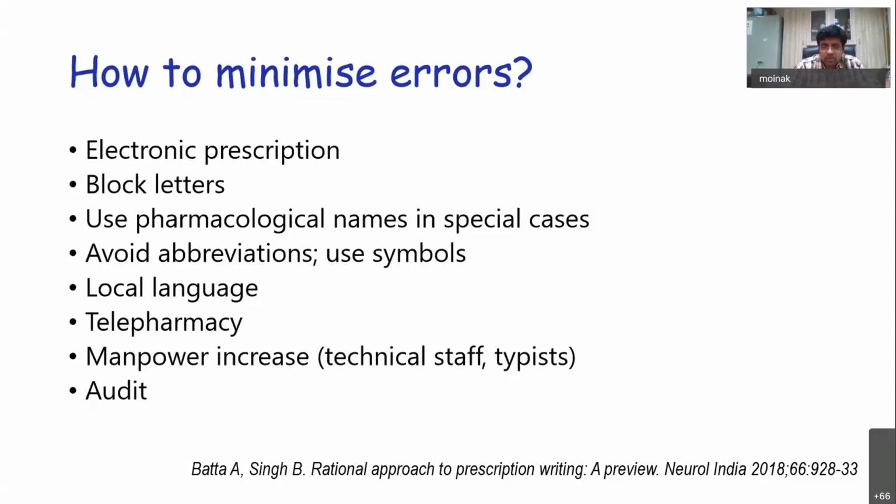Avoid abbreviations. OD, BD, TDS, PRN doesn't mean anything to the patient. Instead, use symbols, okay? So if you use 1-0-1 or if you draw the tablets as circles, then the patient understands better. Depending on where you're practicing, a local language translation would be very, very useful. So if the patient is from a Hindi belt or a belt in southern parts of India or eastern or western, they might not understand the prescription in English.